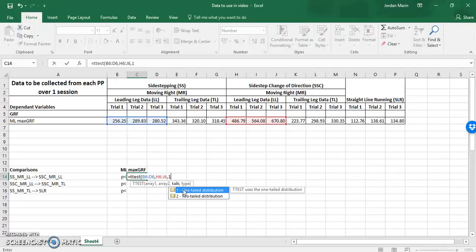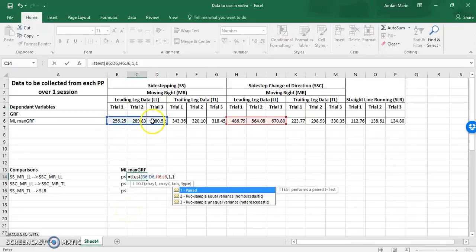Therefore, we just type a 1, followed by comma. And this is asking for what type of t-test we're going to be doing. So a paired t-test is where all the data is from the same participant, which it is. All of this data on this row here is all collected from the same participant. So it is a one-tailed test. So we type in 1.